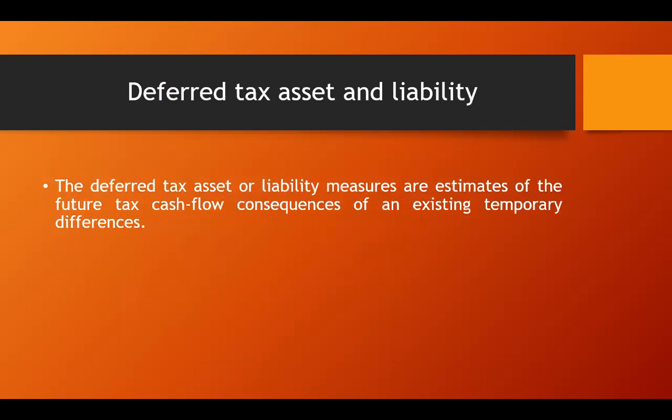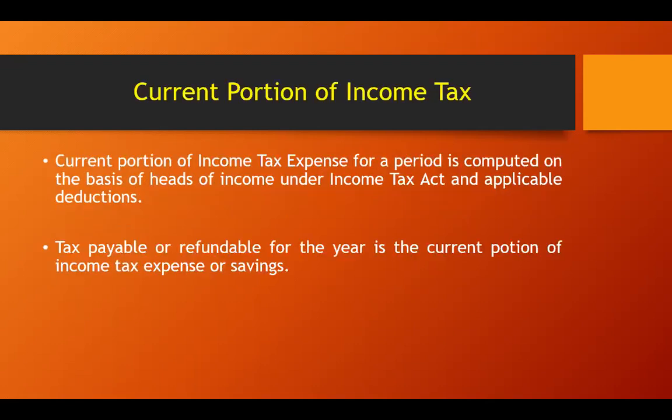The deferred tax asset or liability measures or estimates the future tax cash flow consequences of existing temporary differences. All companies will have temporary differences in every financial year. We have to estimate whether there is a cash inflow or cash outflow because of the temporary differences, which results in tax benefit or tax obligations. Based on that, we classify them as deferred tax asset or deferred tax liability. Now we come to the current portion of the income tax.